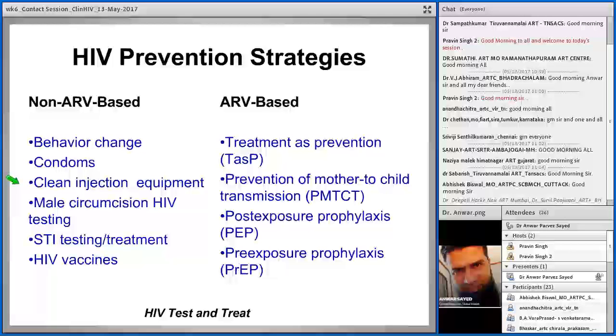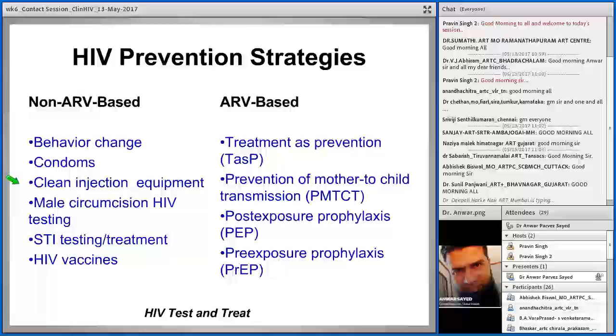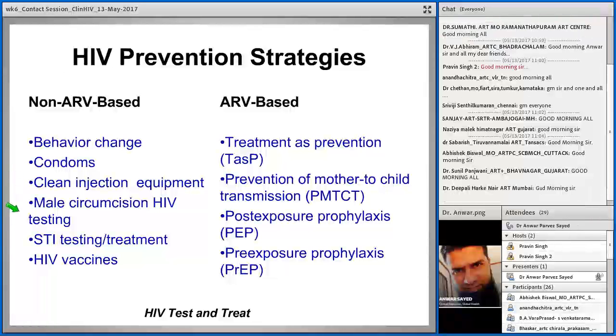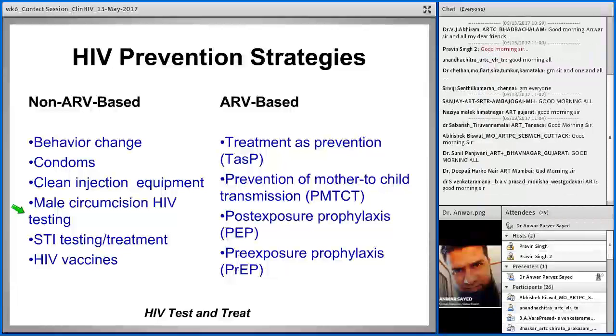Similarly there is clean injection equipment, where in our program we have a needle exchange program for intravenous drug users. That is one of the HIV prevention strategies. Similarly, HIV testing and male circumcision. Male circumcision is not in the national program as a policy, but the benefits of male circumcision are very well known. It reduces the risk of HIV transmission by 60%, according to some of the very commonly quoted studies.